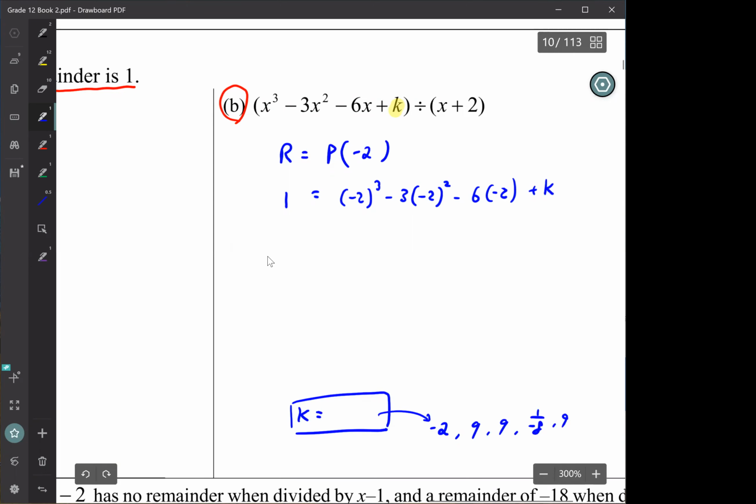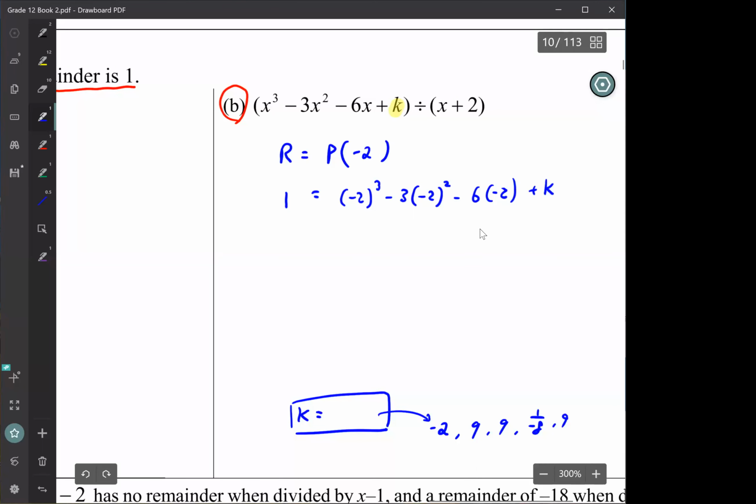Cindy, did you do something different? No, I'm pretty sure I just plugged it in wrong. Okay. How about Tiana? Oh, I did the same thing, but at the last step, I put -8k instead of -8 plus k equals 1.